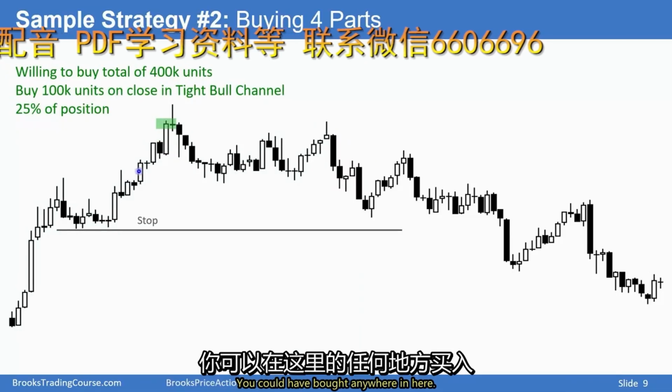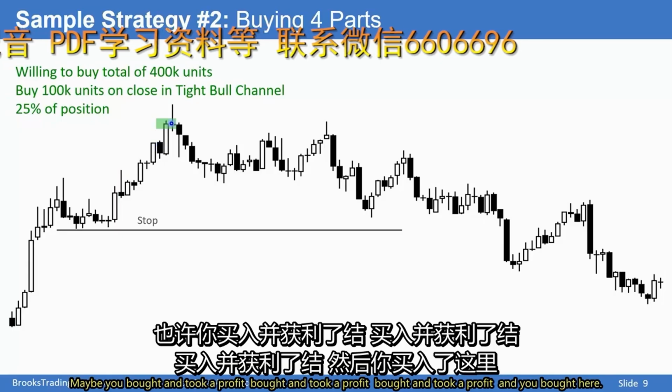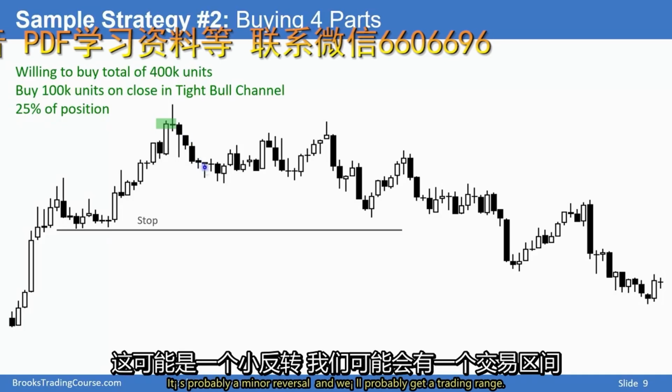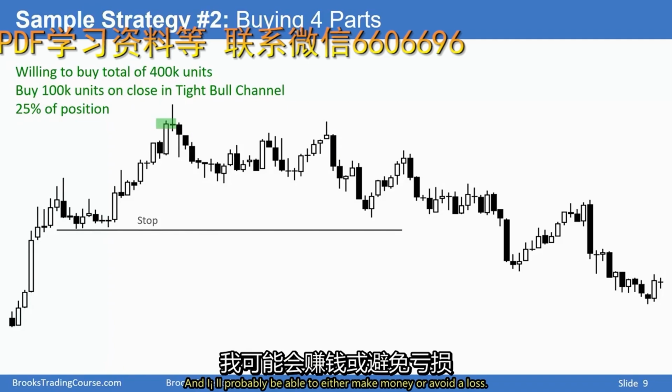You could have bought anywhere in here. Maybe you bought, took a profit, bought and took a profit, bought and took a profit. And you bought here, and then it did this. And you said, well, I don't care. It's probably a minor reversal, and we'll probably get a trading range, and I'll probably be able to either make money or avoid a loss.